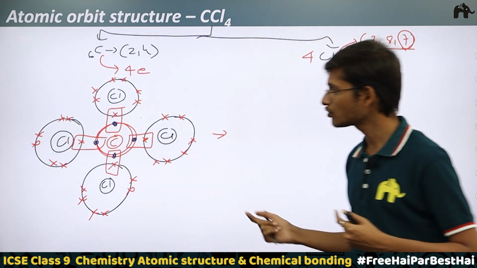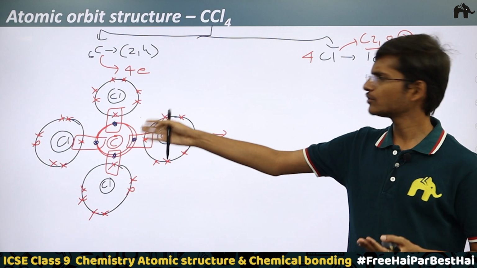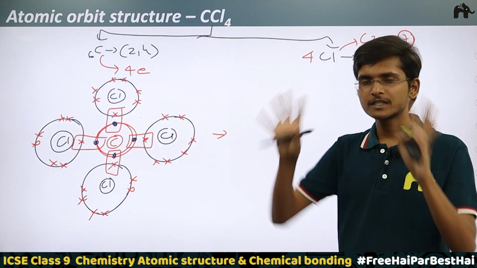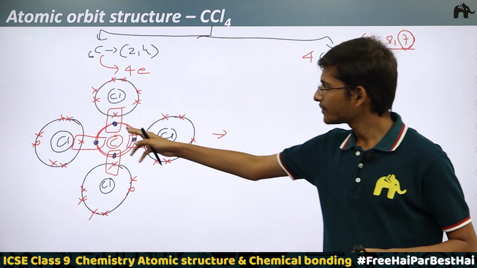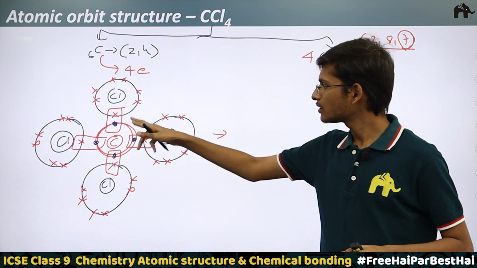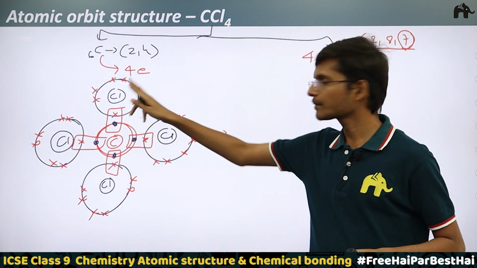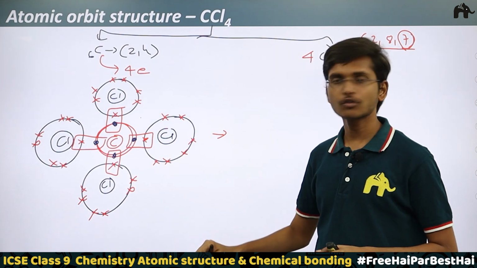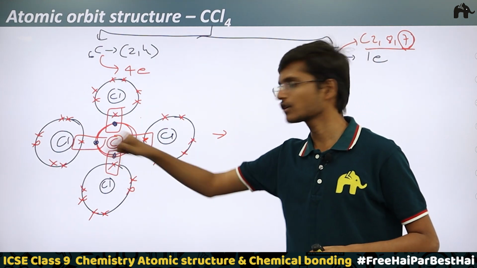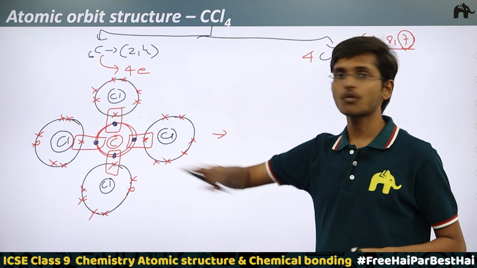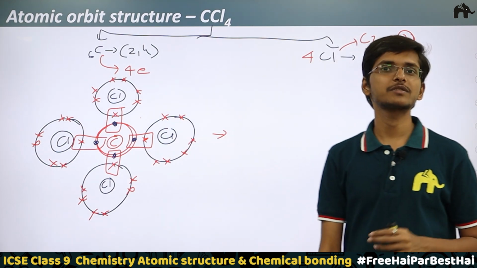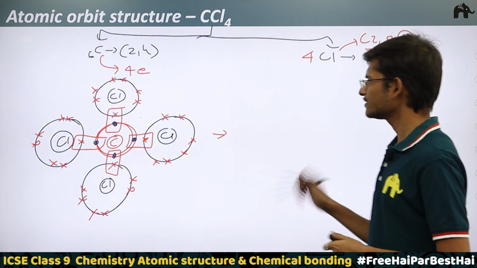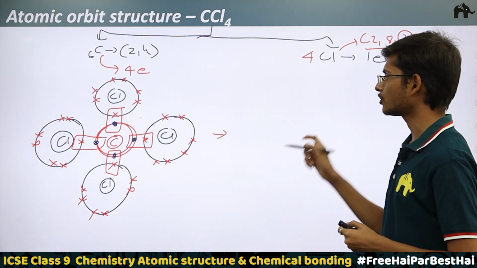Now how covalent bonds? By looking at this diagram, I can tell you, or you can also tell me now, because we have seen so many atomic orbit structures. See, 1 shared pair of electrons, so 1 single covalent bond between carbon and chlorine. In the same way, 1 single covalent bond, 1 single covalent bond, 1 single covalent bond. So 4 single covalent bonds between carbon and the chlorine atoms. Correct? So let's depict it, let's just represent it or draw it.